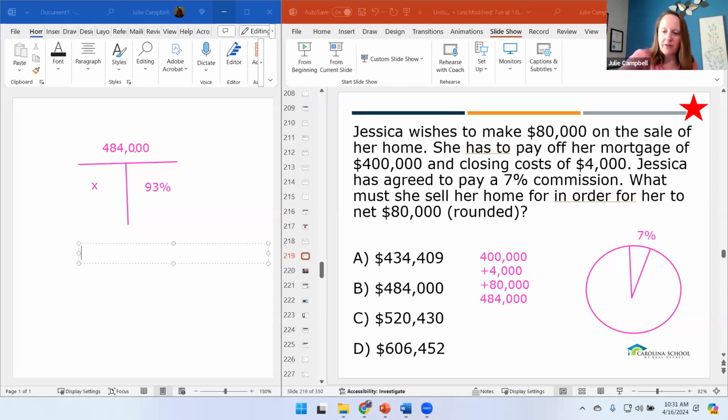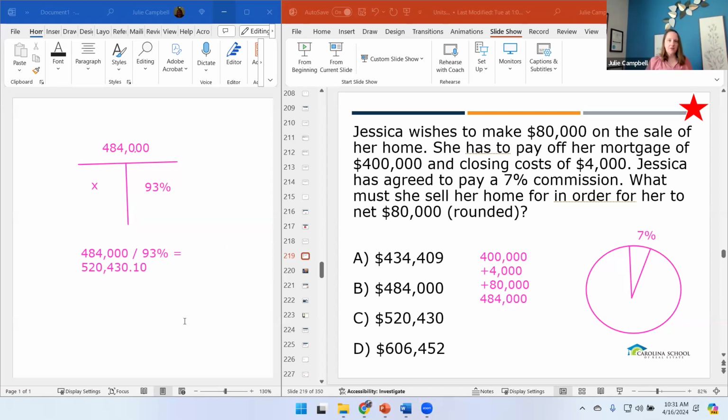So in the last step, now that we have our T-bar complete, take $484,000. That fourth line in the T-bar means divide. Divide it by 93%, and I get $520,430.11, or if you want to round, $520,430. What we're looking for here is the sales price.